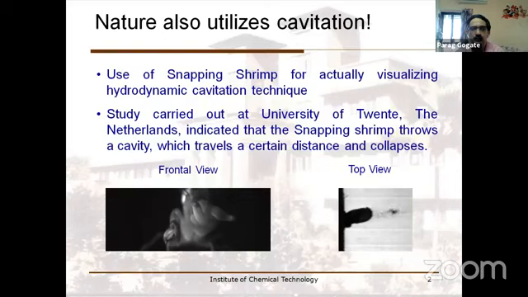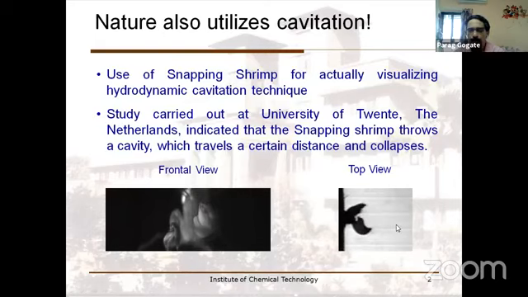This is an interesting study which was done at the University of Twente. It's a snapping shrimp which they captured using high-speed image capturing. And you can clearly see that this is the jaw, which is oscillating at a very high speed. Now it's a slow motion recording, but it is interesting to note in this particular top view that something is being thrown when the jaw closes. It's traveling a certain distance and then it's disappearing, or it's collapsing.